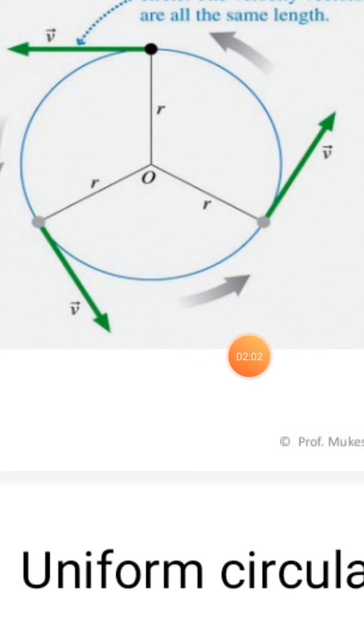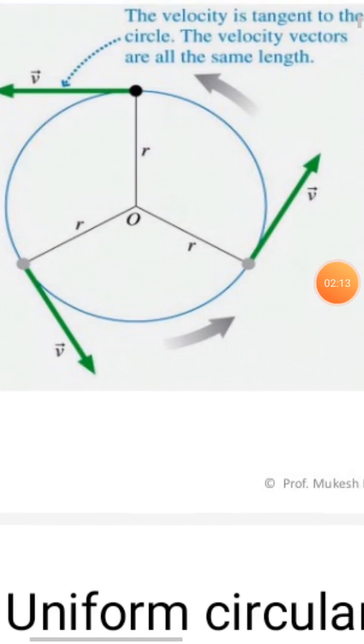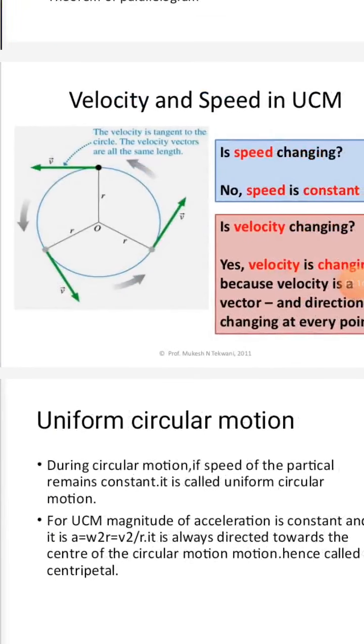So here are three positions: one, two, and then three. At those three positions, the velocity direction changes, and the velocity vector is always tangent to the circular path.